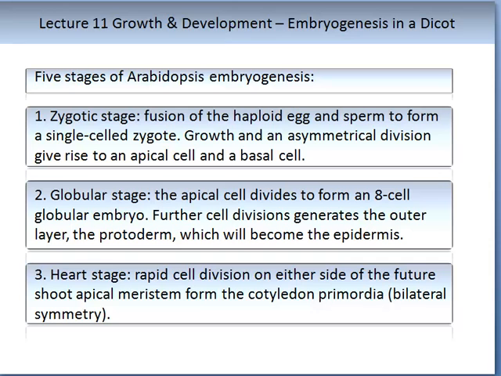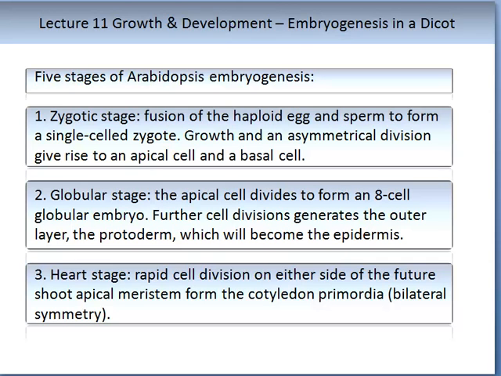The first stage is the zygote stage. This is where the fusion of the haploid egg and sperm to form a single-cell zygote occurs. Growth and an asymmetric division give rise to an apical cell and a basal cell.